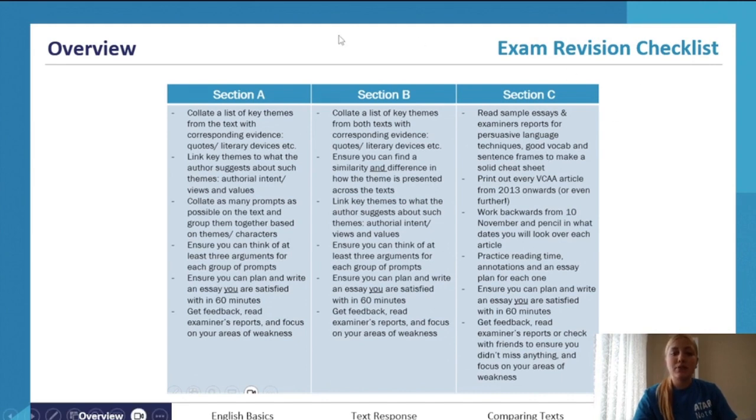Now, section C is best to read a lot of sample essays. So your exemplar essays often can be found just on the examiner's reports. Review examiner's reports for persuasive language techniques. Make sure that you're able to find the more subtle, more nuanced persuasive language techniques and not just the super obvious ones. Have good vocabulary and sentence frames to have a solid cheat sheet, such as a lot of students write repeatedly "intended effect" without being able to structure these sentences any differently, and it gets very repetitive and ruins the flow of your essays.